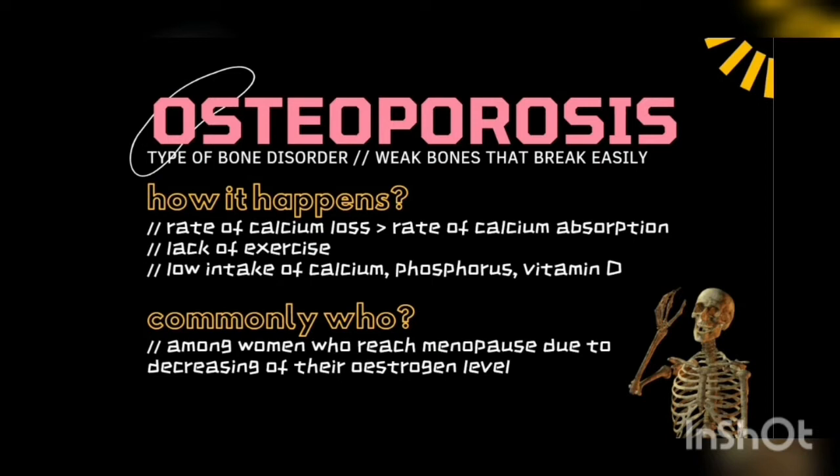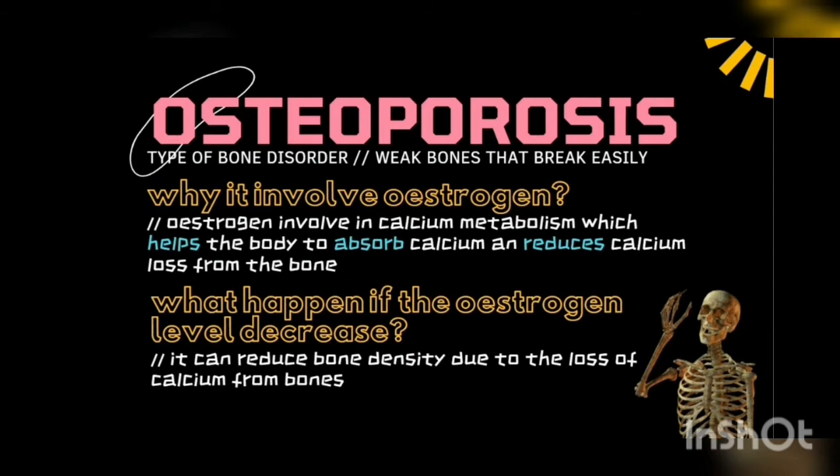Commonly, who has osteoporosis? Osteoporosis occurs among women who reach menopause, due to the decrease of their estrogen level. Why does it involve estrogen? Estrogen is involved in calcium metabolism, which helps the body absorb calcium and reduces calcium loss from the bone. So what happens if the estrogen level decreases? It can reduce bone density due to the loss of calcium from bones.